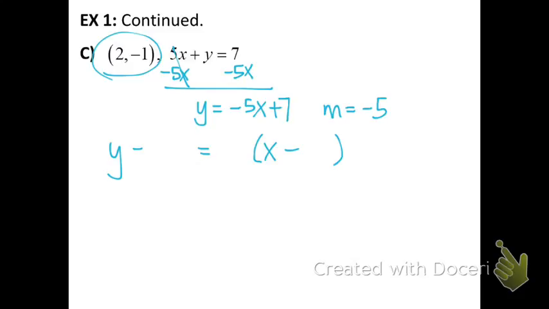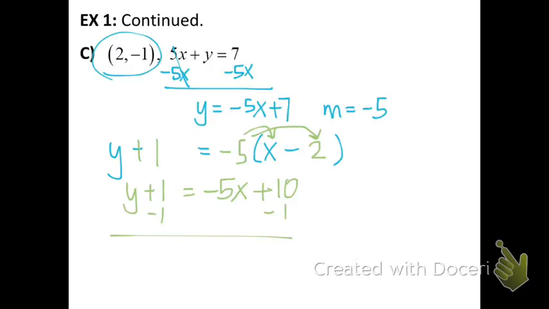So we have y minus a y1, so minus a -1 becomes +1. Our slope is -5, and our x1 is 2. We will begin now by distributing the -5 to both. So we get -5x plus 10. Then we subtract 1. And that leaves us with y equals -5x plus 9.